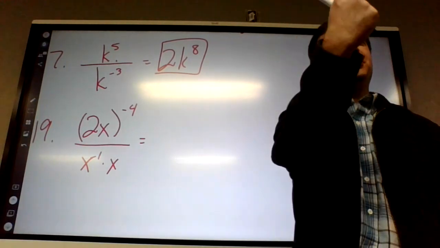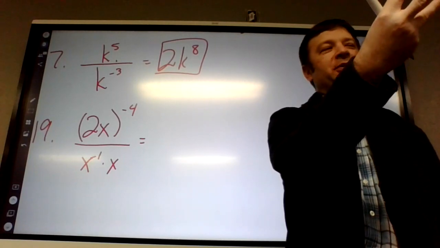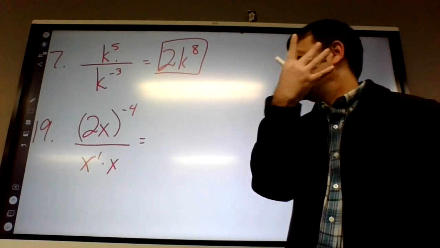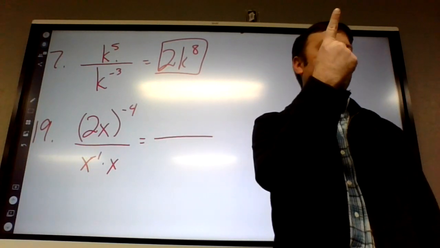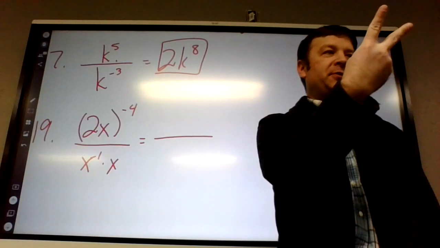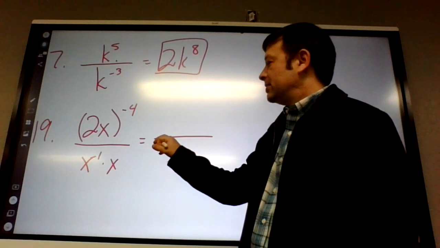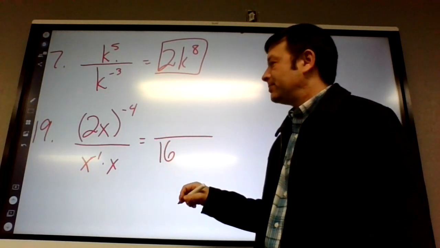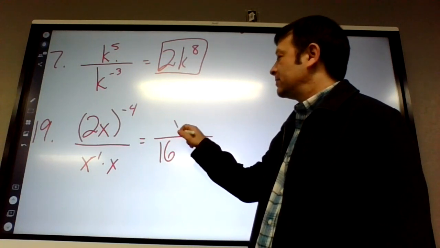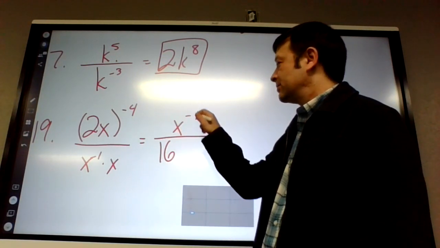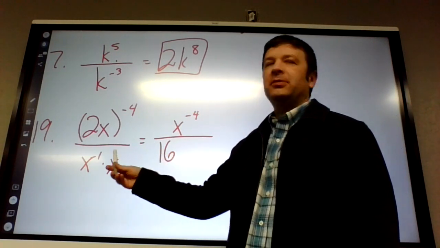Okay, here we go. 2 times 2 is 4. Times 2 is 8. And times 2 is 16. That was 4 of them. 2 times 2, that's 2 of them. Times 2, 16, 32. Oh, so it's 16 on the bottom. And we have x to the negative 4th. It can't be negative on the top. Well, we're getting there, we're going to have to fix it.